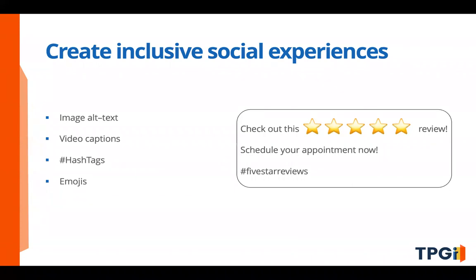So on screen now, I have a fictitious social post and I will read through this as a sighted person would interpret it. And then I will read through it as if a screen reader is reading through this content. So: Check out this 5-star review, schedule your appointment now, hashtag 5-star reviews. Easy enough for anyone who's sighted to understand what you're trying to convey here.